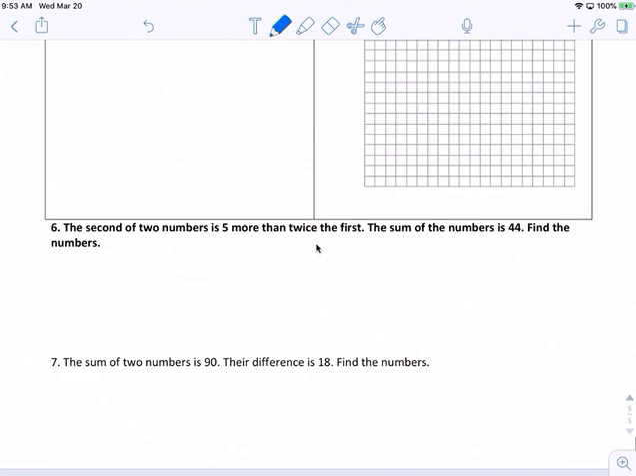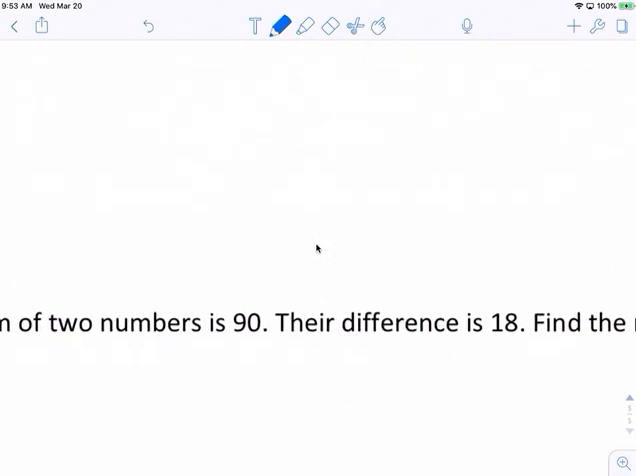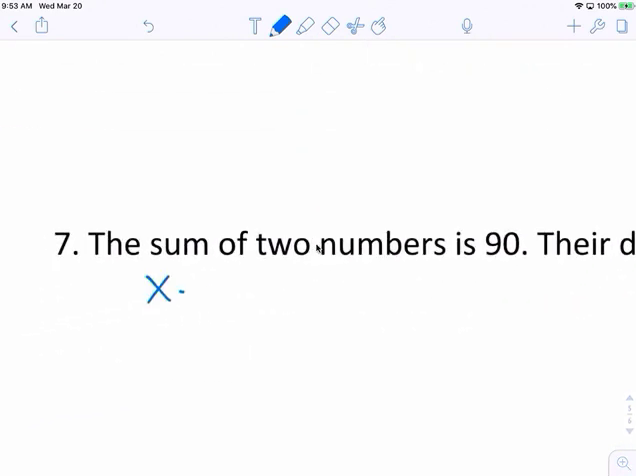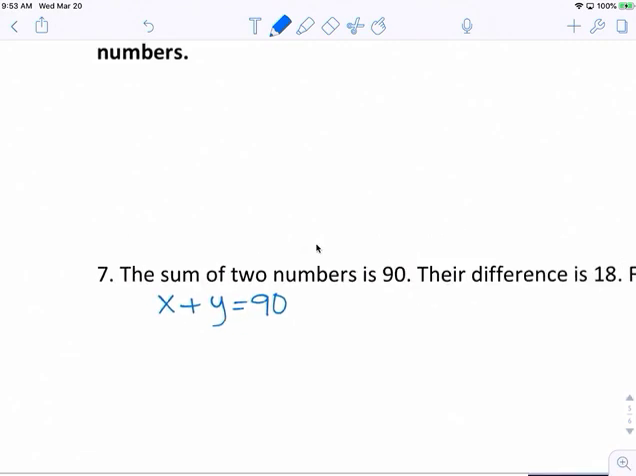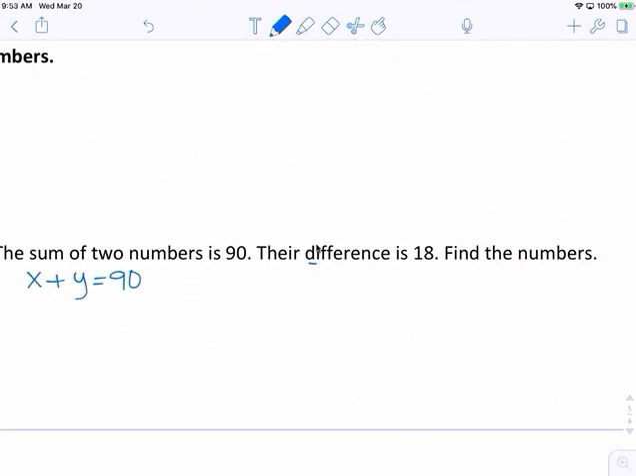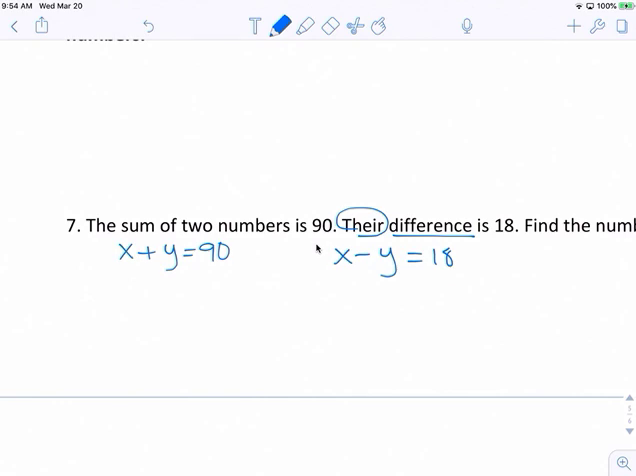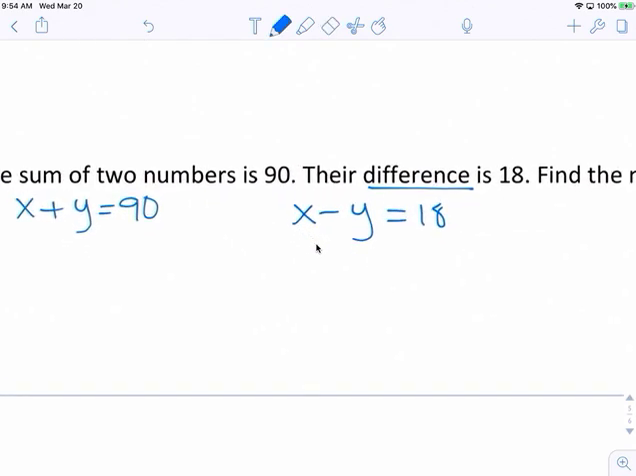The sum of two numbers is 90. We know how to do that. X plus y equals 90. Their difference is 18, so they're talking about x and y. X minus y, their difference is 18. Find the numbers. Okay, so you can use common sense and find the numbers, but you can also use elimination.